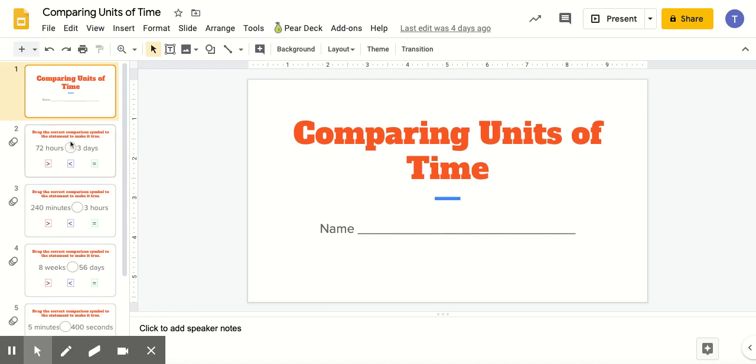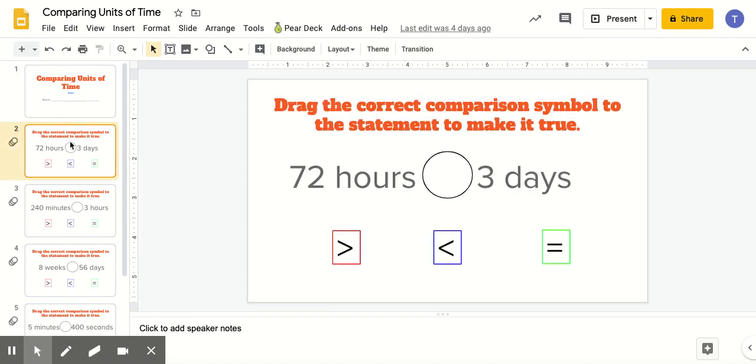So let's look at number one. Number one says, drag the comparison symbol to the statement to make it true. So you have 72 hours and 3 days. The easiest way to do this is to change your biggest unit to your smallest unit. So if you look at hours and days, we all know that days are bigger. Days are a longer frame of time. So we're going to take our days and we're going to change them to hours.